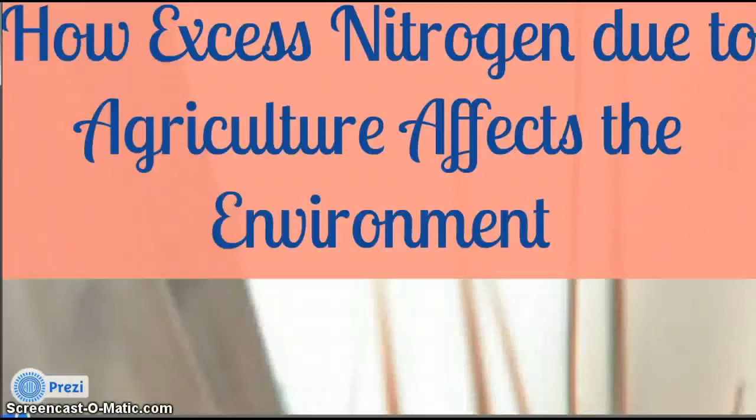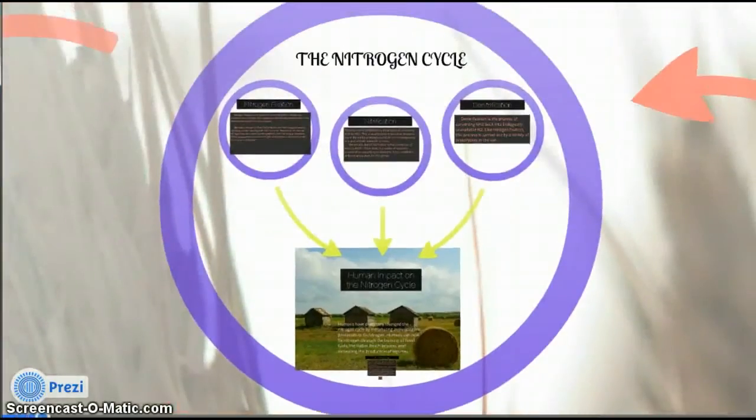How excess nitrogen due to agriculture affects the environment. The first step in understanding how excess nitrogen can affect our planet is understanding the nitrogen cycle.